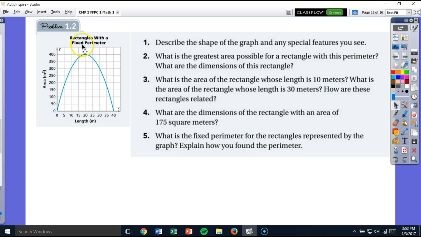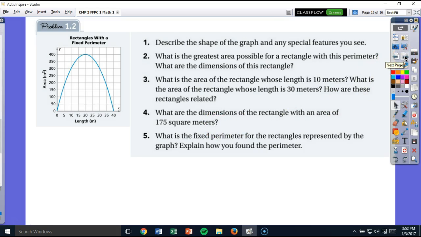Again, it's a rectangle with a fixed perimeter. Area is our dependent variable, and length is our independent variable. I'm not going to go through and read all of these to you. This is mostly observation for you to be able to read the graph and determine some things and find some patterns. But I do want you to answer all these questions, and I want you to have good discussions with your teams in the classroom. But before you come to class, please read through these, get an idea of what you think your answers might be so that you can have a good open discussion with your team.